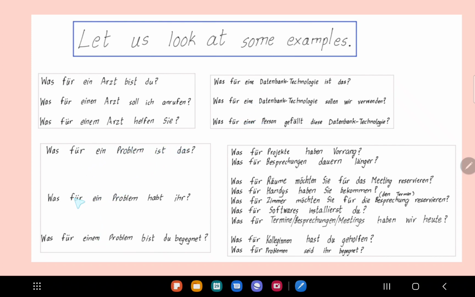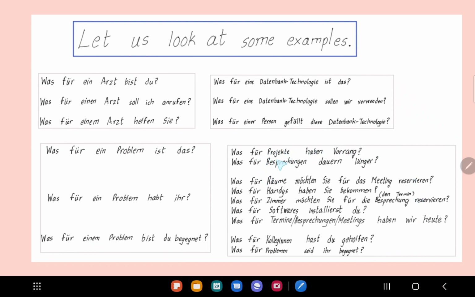What about here? Was für ein Problem? So here it was nominative, sein, haben accusative. Bist du begegnet? Begegnen is a special kind of verb that requires the helping verb to be sein and not haben. Begegnen is to encounter, like to face someone, right? So here it is dative.